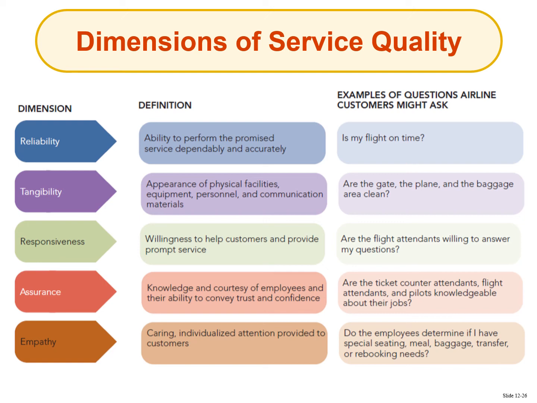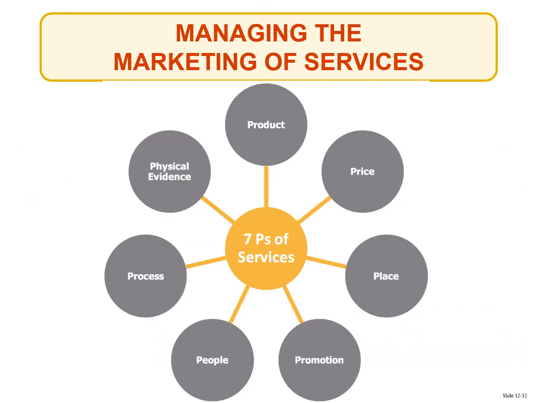Do the employees determine if I have special seating, meal, baggage, transfer, or rebooking needs? Empathy is also important in services because you need to see whether these people are empathizing with me or not. If they're not, probably I'm not in the right hands, because you don't know until you experience them. So these are the 5 dimensions of service quality: reliability, tangibility, responsiveness, assurance, and empathy.